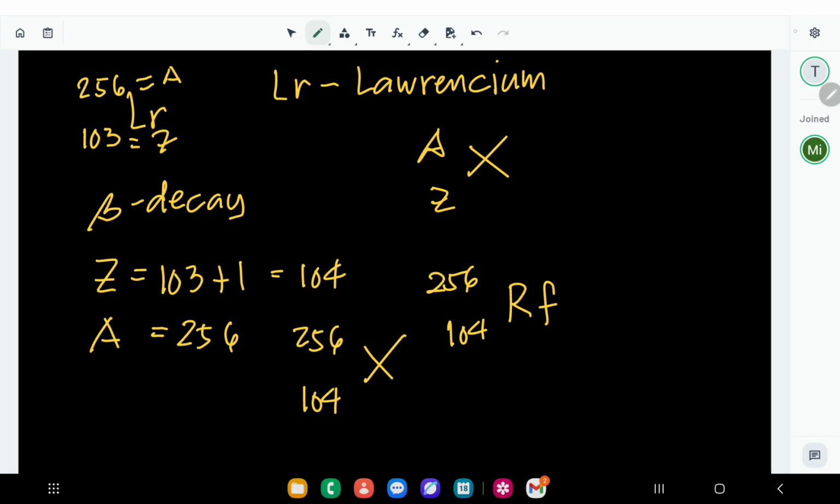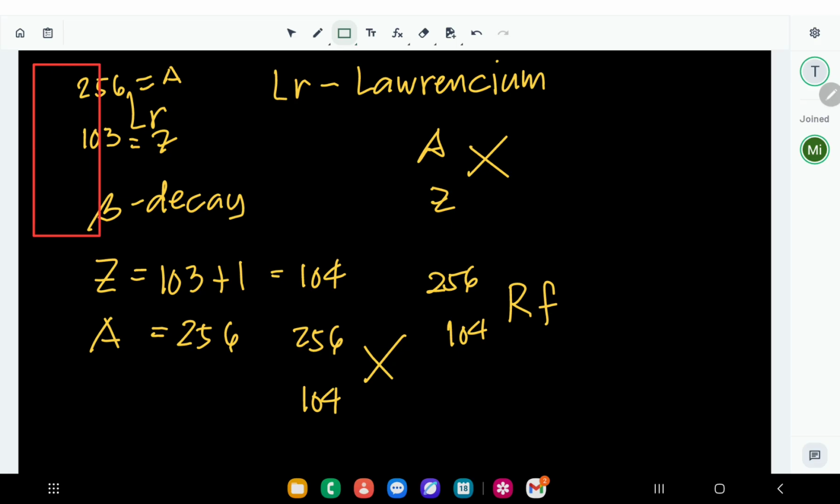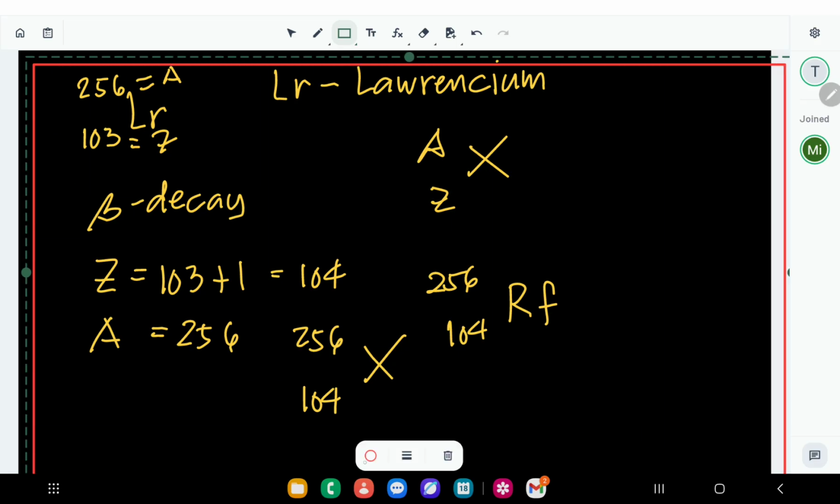Then we go to the next problem. Okay, can I delete this? No questions on this. All right. So when it is electron emission, that means beta decay, and then the atomic number increases by 1.